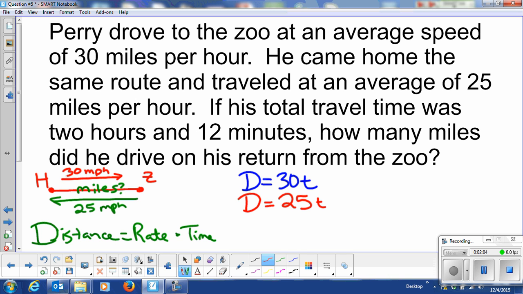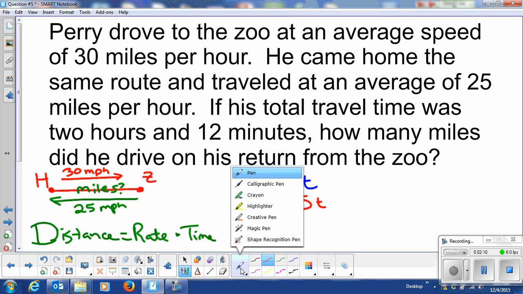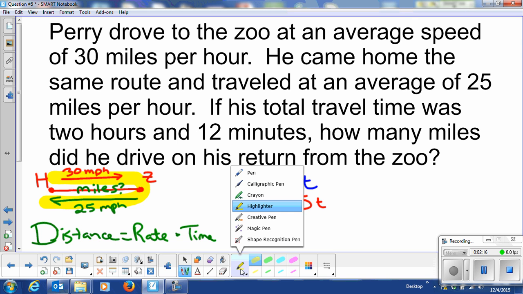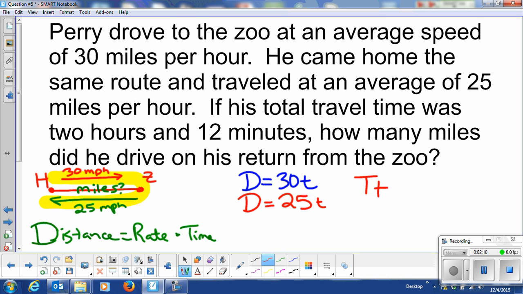But they did tell us something about the total travel time. Well, the total travel time would be the combined total of the going to the zoo and then the coming back from the zoo. I know that the total travel time, I'm going to just put TT for total travel, is 2 hours and 12 minutes.